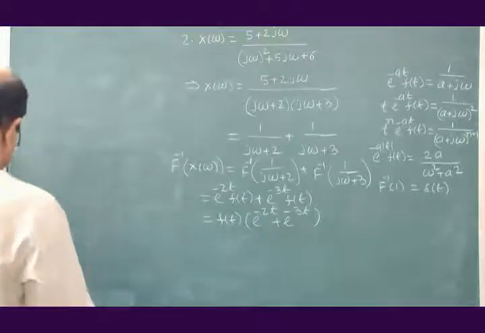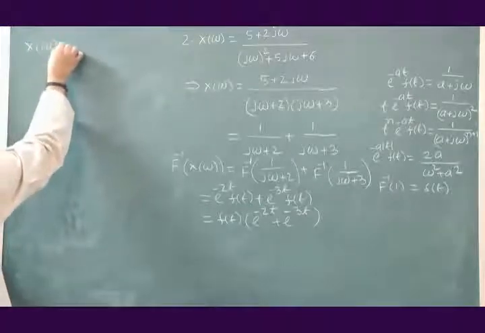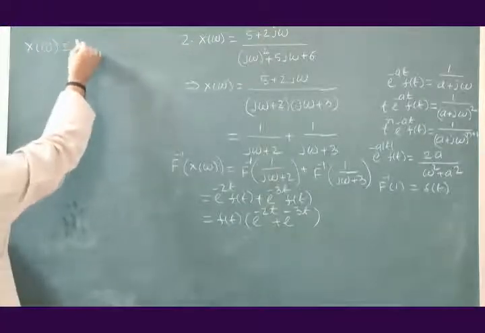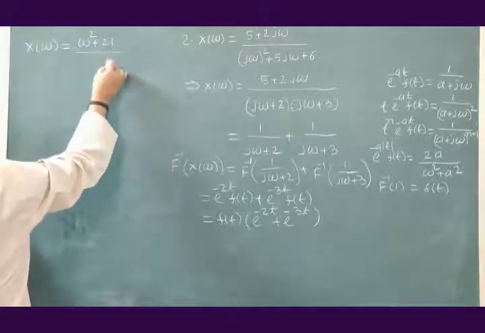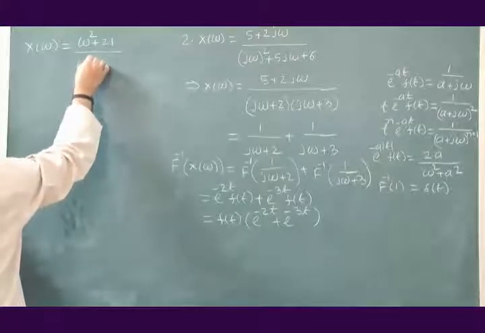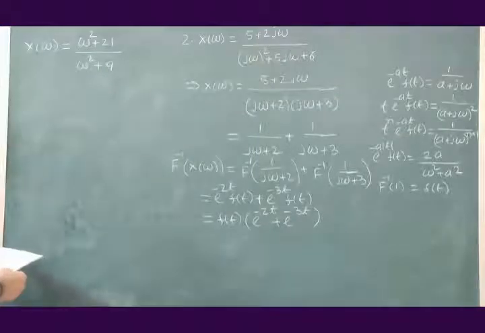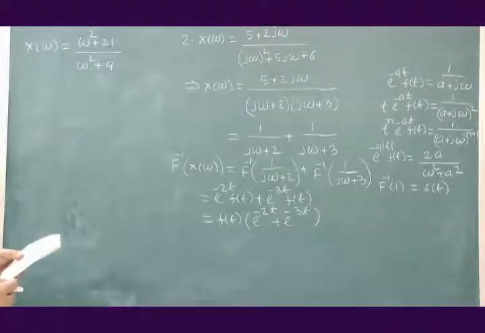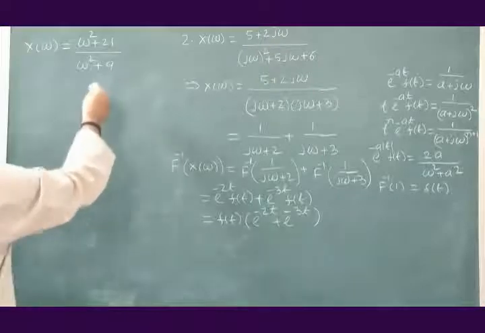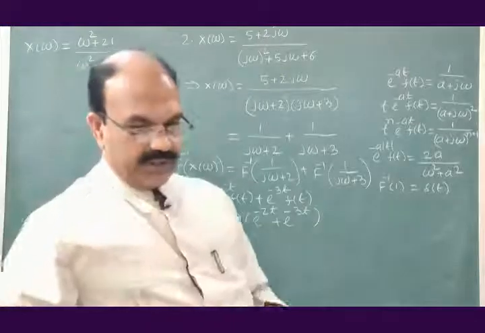The next problem is X omega is equal to omega square plus 21 divided by omega square plus 9. X omega is equal to omega square plus 21 divided by omega square plus 9. Let us see how to solve this problem.